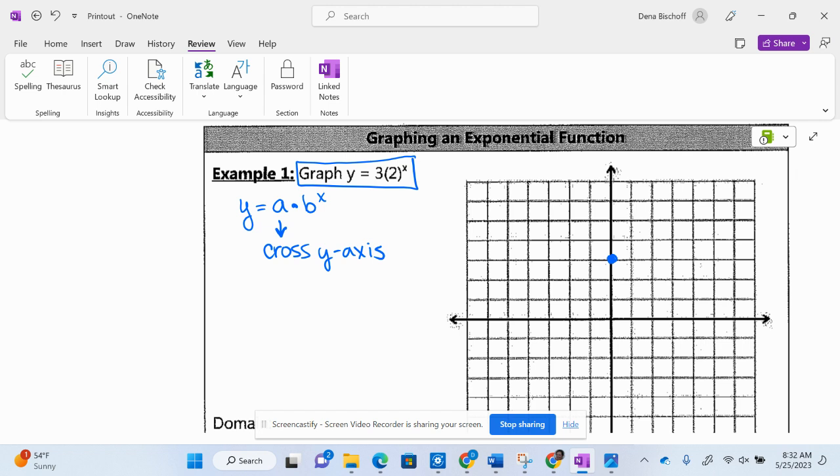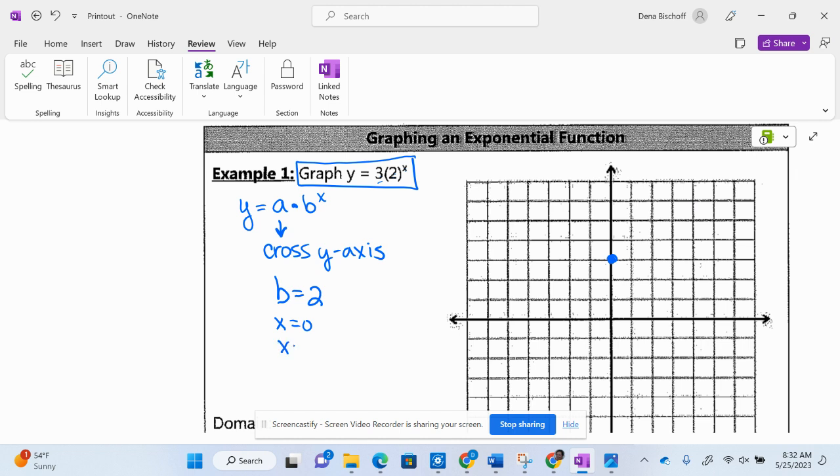Okay. So b is my growth factor. B is 2. So if I let x equal 0, anything to the 0 power is 1, 2 to the 0 power is 1, 3 times 1 is 3. That's why when x is 0, y is 3.